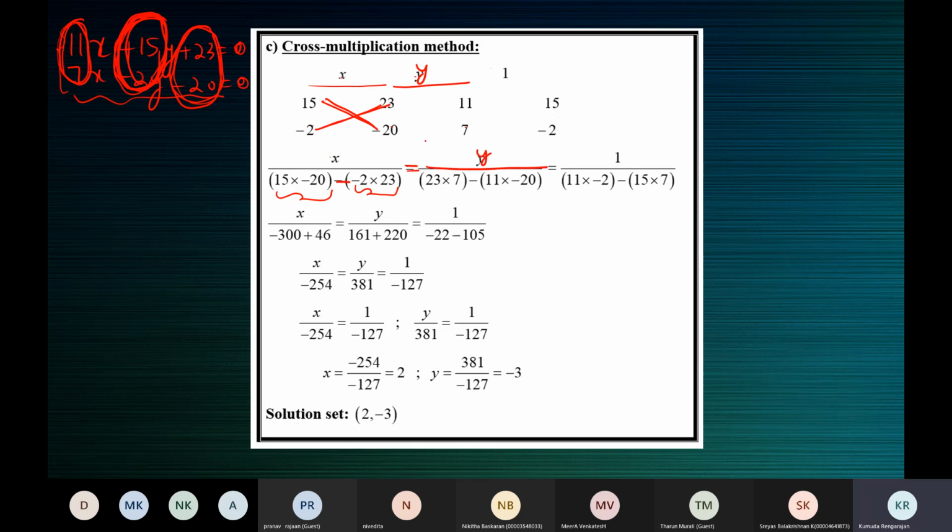Again cross products, subtract the cross products. 23 into 7 is the first product. 20 into 11 is the second product. No, sorry, I didn't notice this. Minus 20. See here, children, minus 20 into 11. Minus 20 into 11 is the second product. Or 11 into minus 20. You can either write minus 20 into 11 or 11 into minus 20. That's the same.